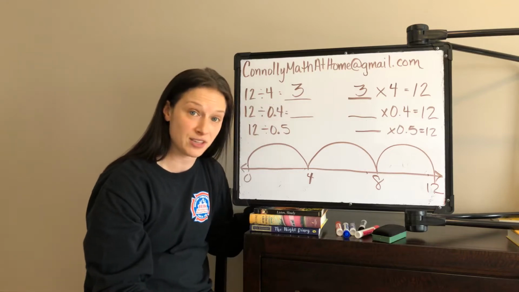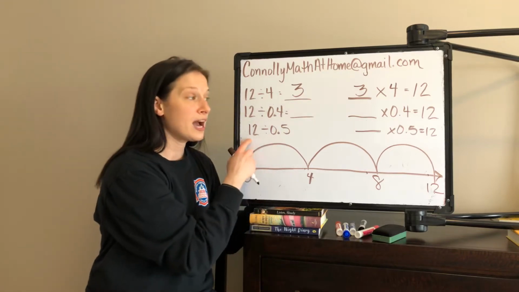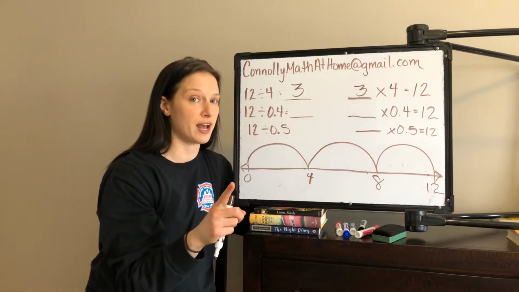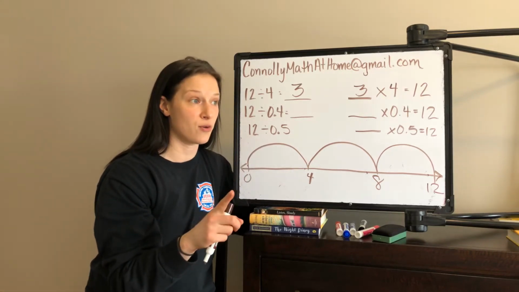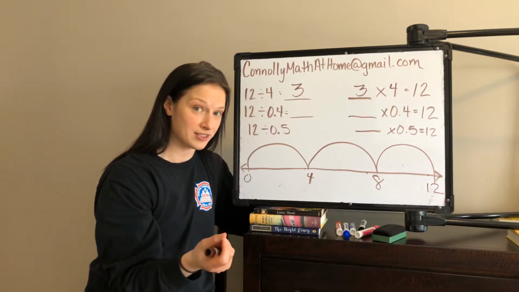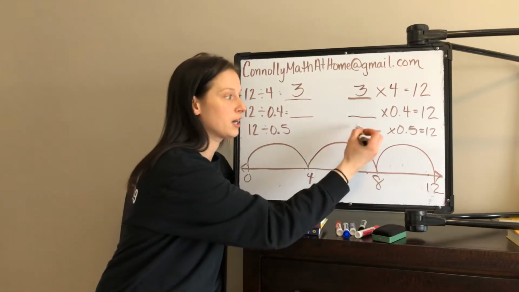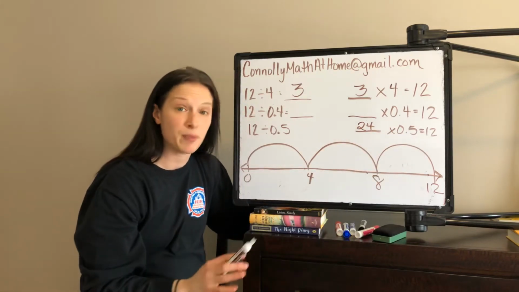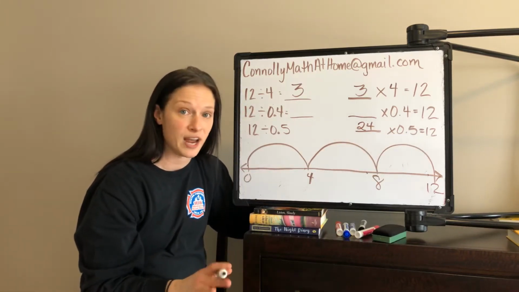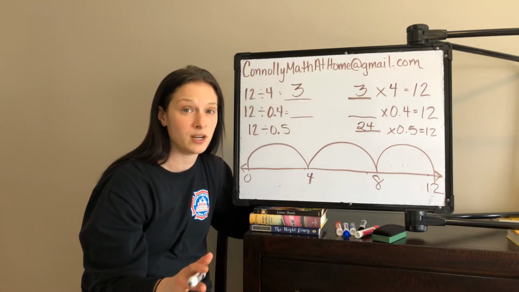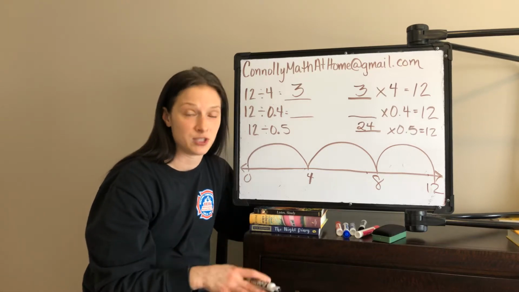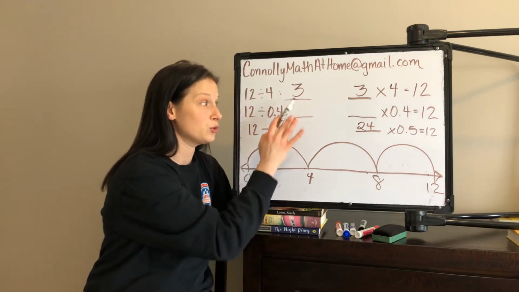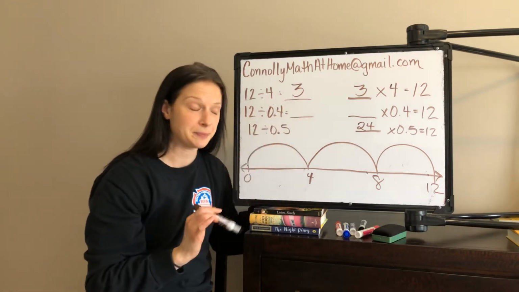I want to reason about the size of the numbers. So I know that in one whole, there's 2 groups of 1/2. So I know in 12 wholes, there's 24 groups of 1/2 in 12. And remember, that's just an estimate, okay? That's going to help me at the end to make sure that my answer is reasonable, that my answer makes sense. It's going to help me decide exactly what to do from here to here, okay?